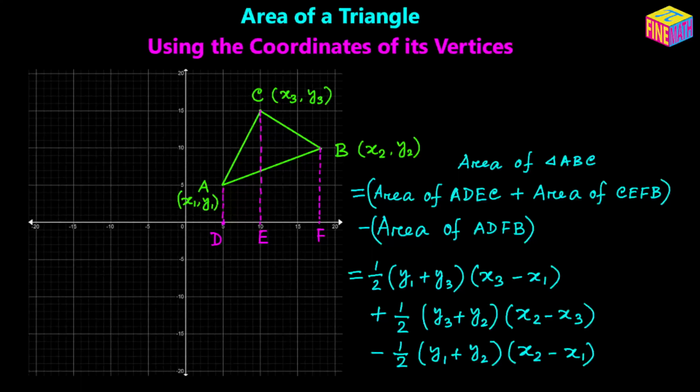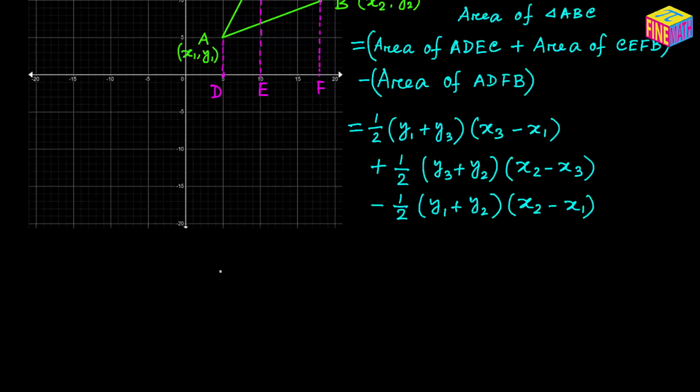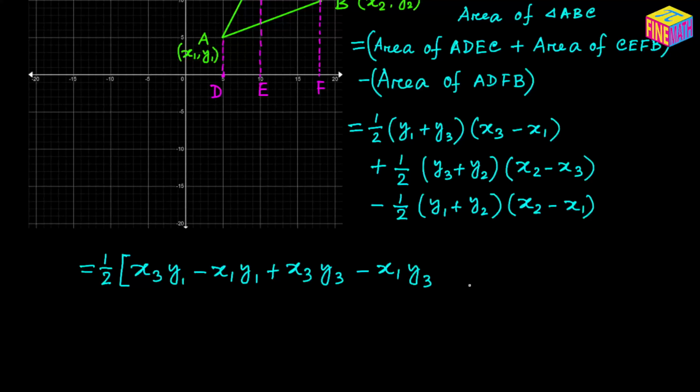And now let's simplify this and see what we get. So from here I'm just going to write it from the left hand side here. So I'm going to take half as a common factor, and now within a third bracket I'm now going to remove the parenthesis and do the multiplications there and see what we get. So first one would be x sub 3 times y sub 1 minus x sub 1 times y sub 1 plus x sub 3 times y sub 3 and minus x sub 1 times y sub 3. So that is for the first trapezium.